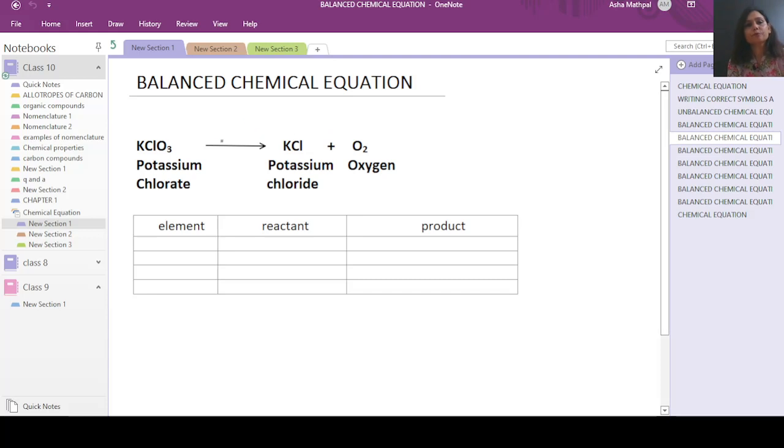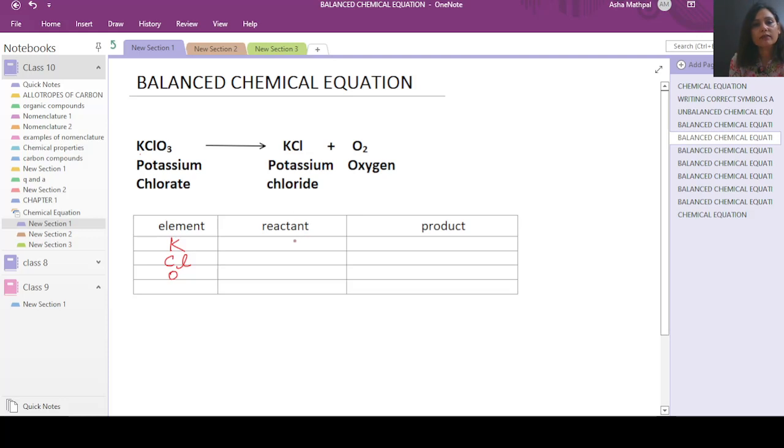So this is one example here. KClO3 gives us KCl plus O2. Basically it gets broken down into KCl and O2. Now count the number of atoms. First of all, list out the elements. So the first one I'm seeing is K, potassium, then we have Cl, chlorine, then we have O, that is oxygen. Obviously whatever is on the reactant side, that same thing will be in the product, because whatever you mix you will get in result that particular thing only.